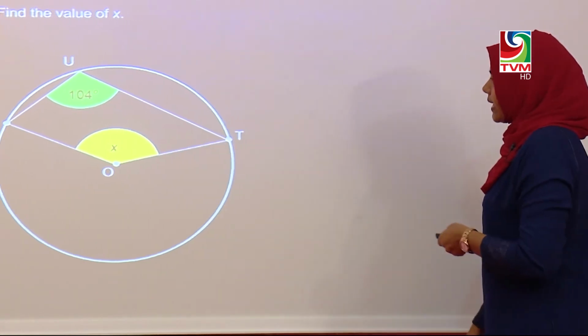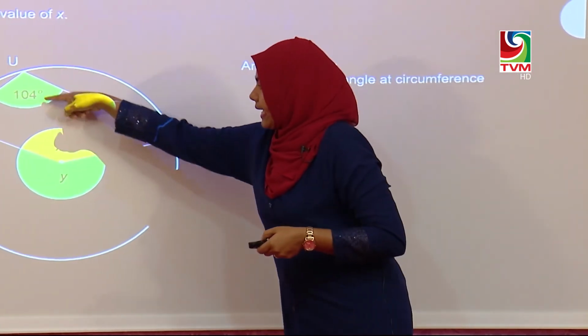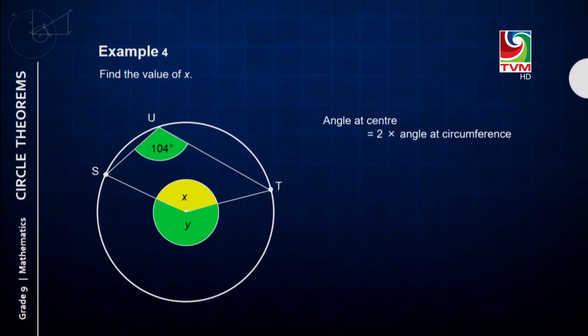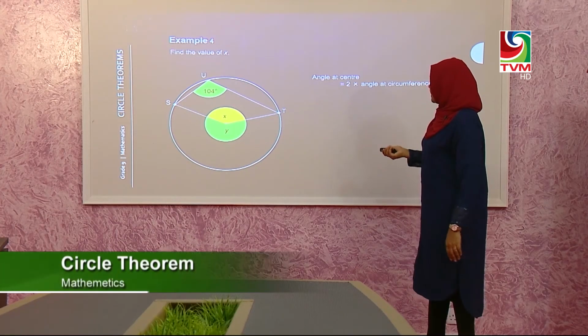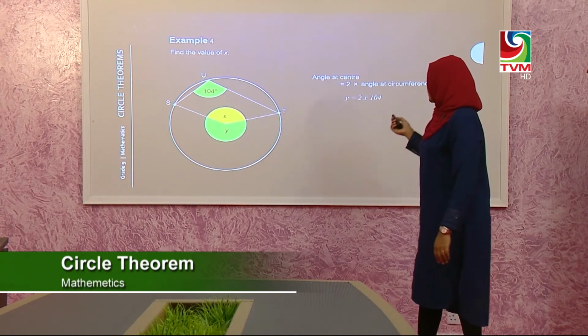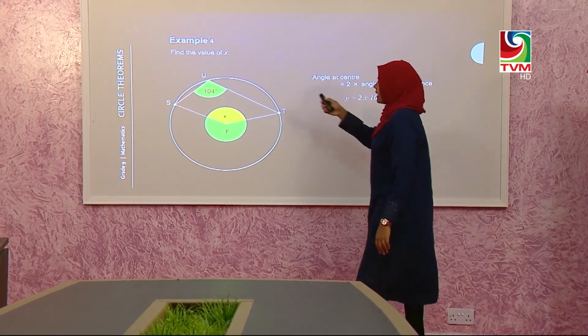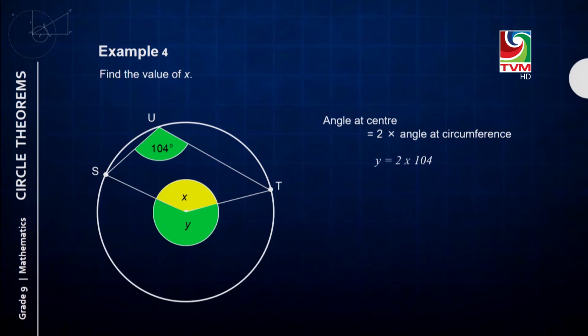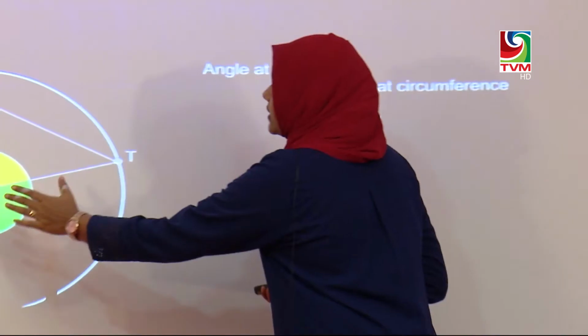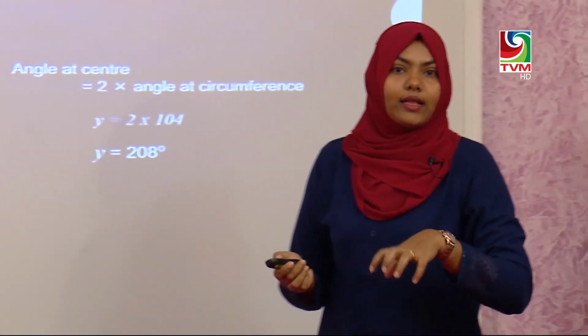That means you have to identify the angle at the center to this circumference, which is y. So, to find x, you have to find y. That is why I have marked y as the center. So, before finding x, let us find y, which is equal to 2 multiplied by 104. Why are we multiplying by 2? Because this is in the circumference and this is the center. So, you are multiplying it by 2. The answer is 208.